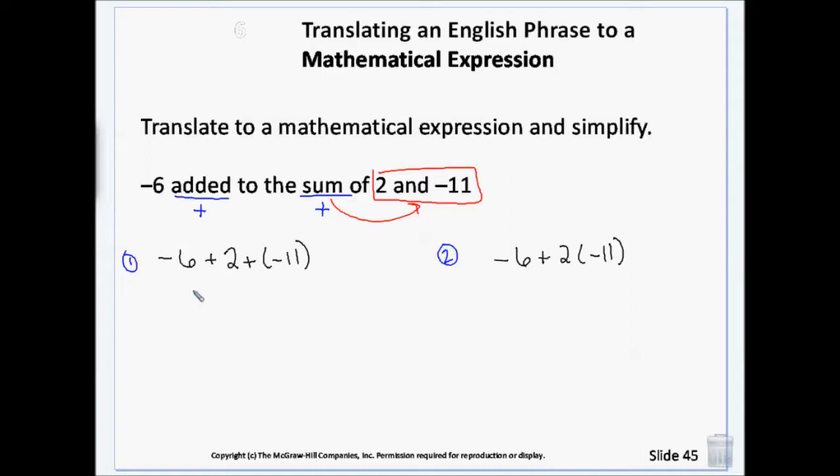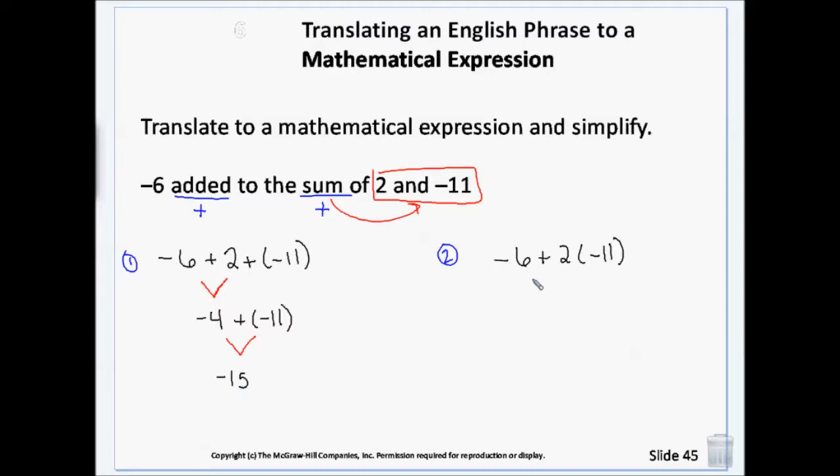Okay, so method 1 is to add these two together first. And I have a negative 6 and a positive 2, so I'm subtracting them, and that gives me negative 4 plus negative 11. And then I'll add those two together. They're both negative, so they combine, negative 15.